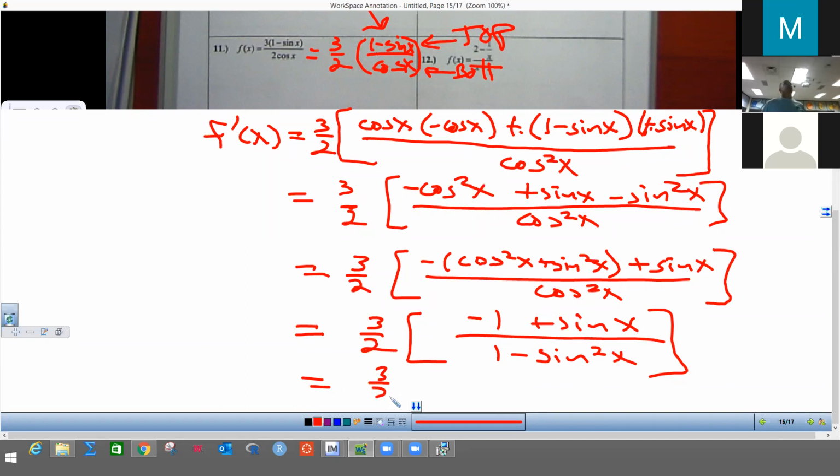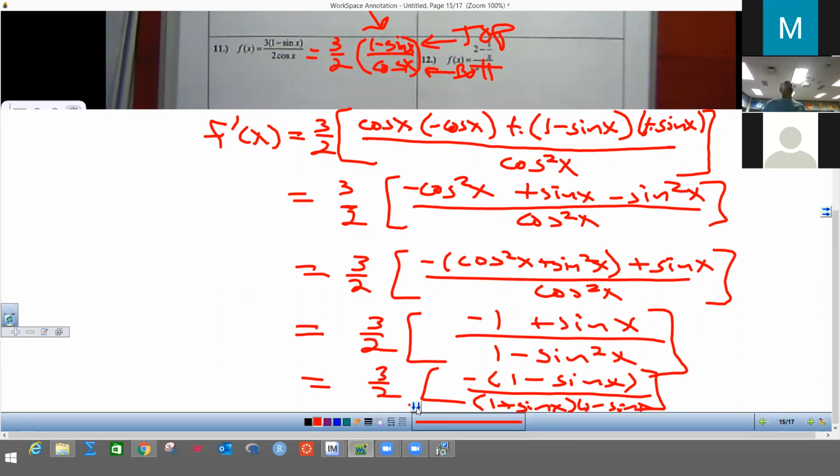So this is 3/2. I'm going to leave them the same. This is a difference of squares on the bottom. I'm going to factor a negative out of the top, and you'll see why in a second. So I take a negative out of both of those. And then when you factor that difference of squares on the bottom, you get 1 plus sine x and 1 minus sine x.